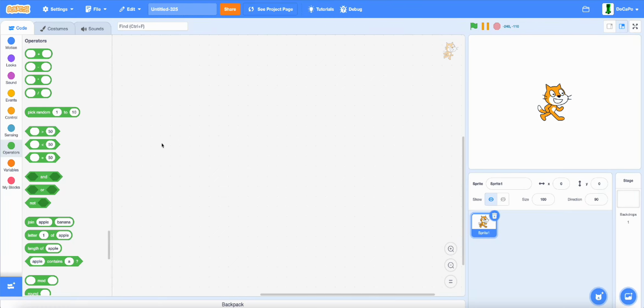Hello, today I'll show you how to use operators in Scratch. As you can see, these are the operators on the left.